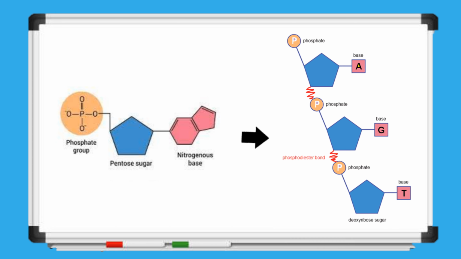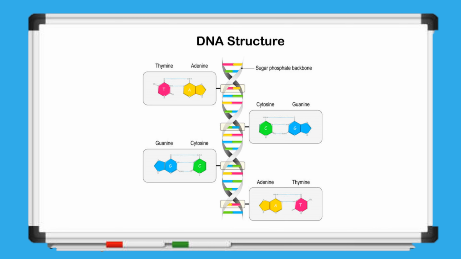So in summary, a nucleotide is made of 3 main parts: a nitrogenous base, a sugar, and a phosphate group, each playing a critical role in building and stabilizing the DNA structure. Now, let's take a closer look at the DNA double helix structure formed.